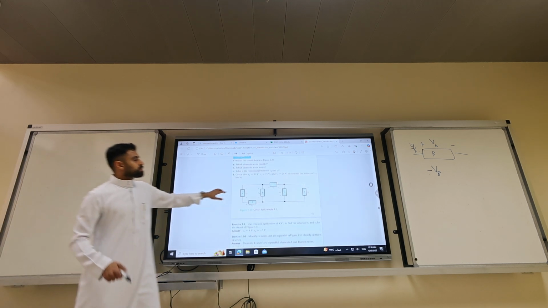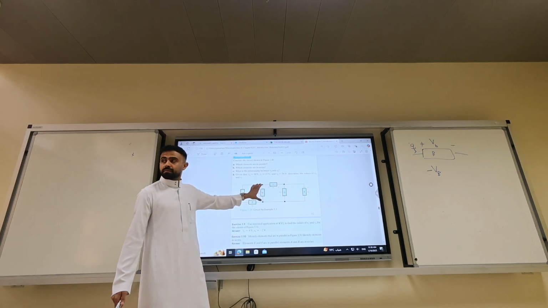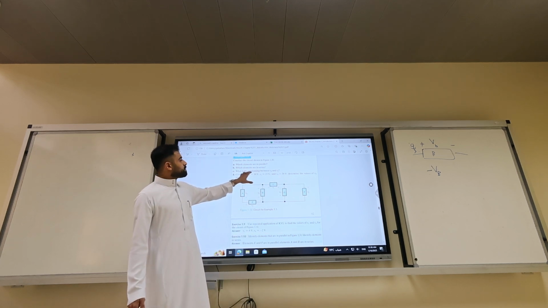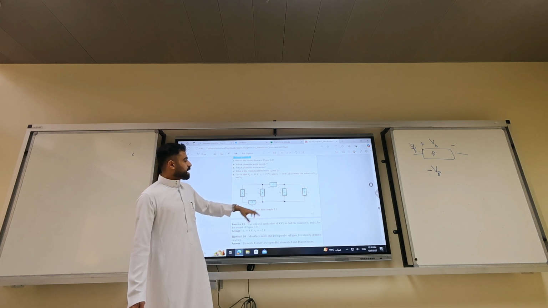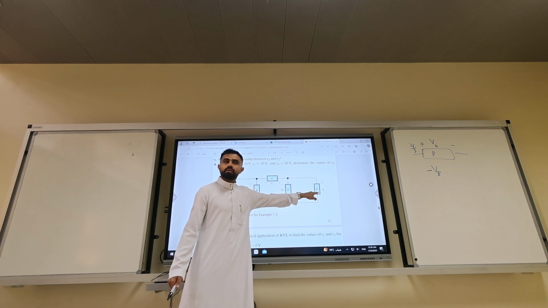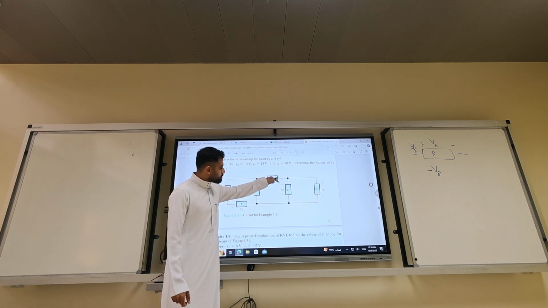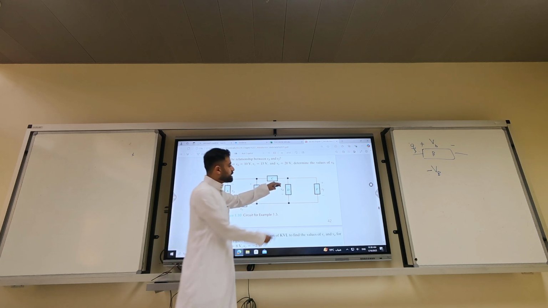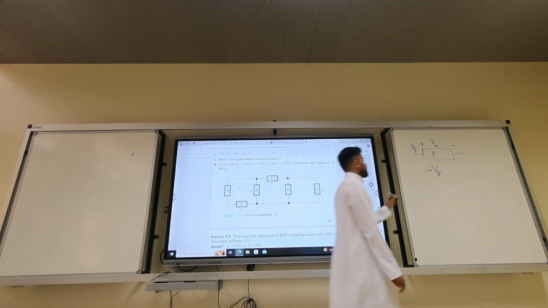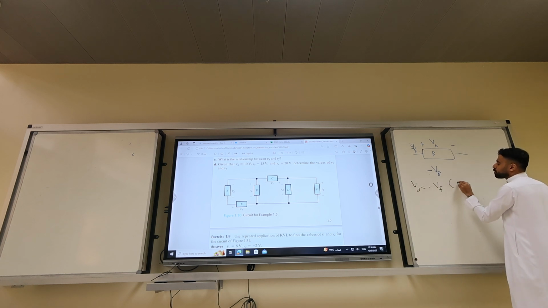Well, the question is find values of VB and VF. Let's find VB first. What is the relation between VD and VF? Okay, what is the relationship between voltage VD and VF? Same? Not the same, guys. This is plus here and minus here. So VD equal to minus VF. Why? Because polarity is reversed.